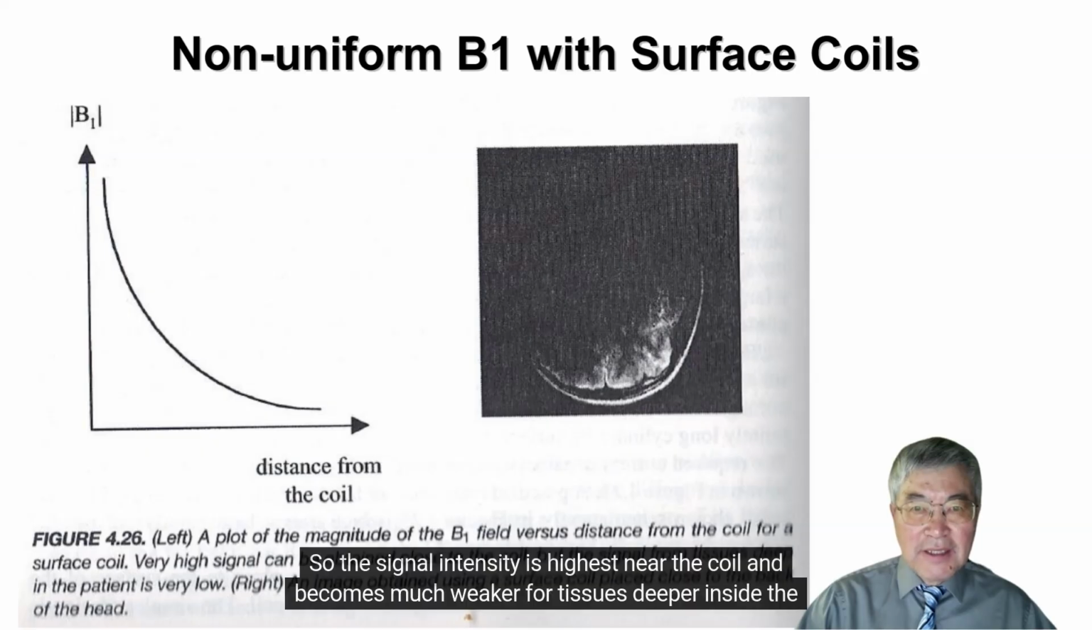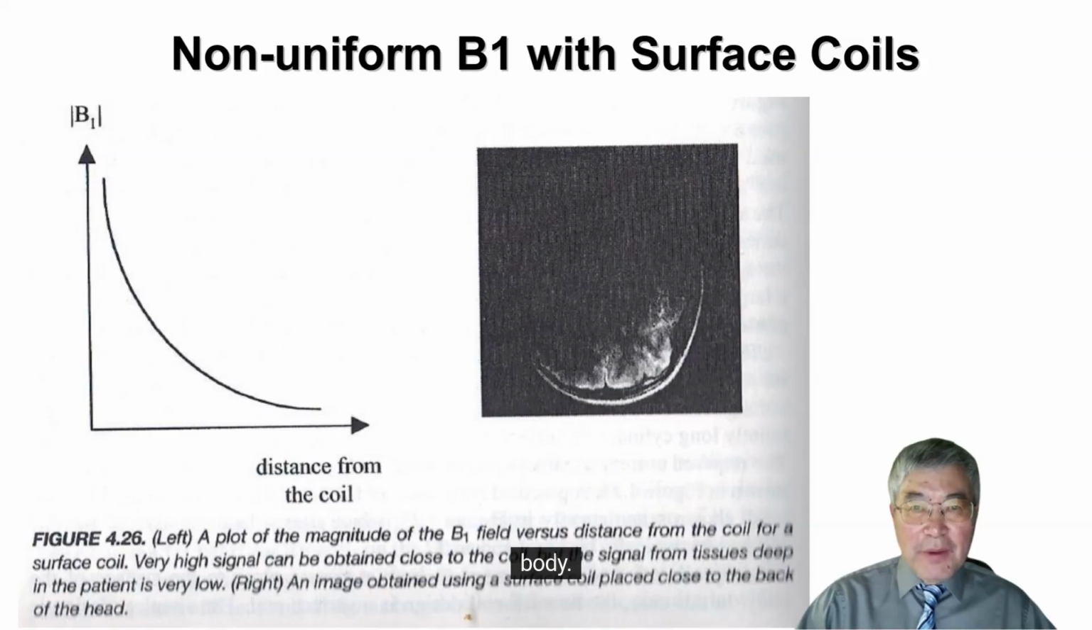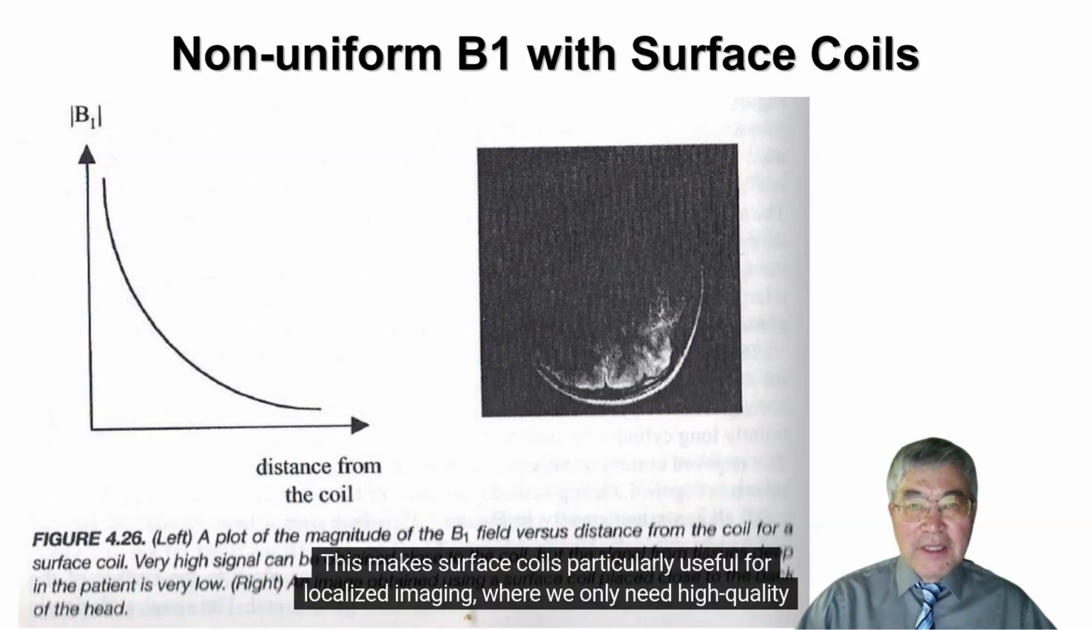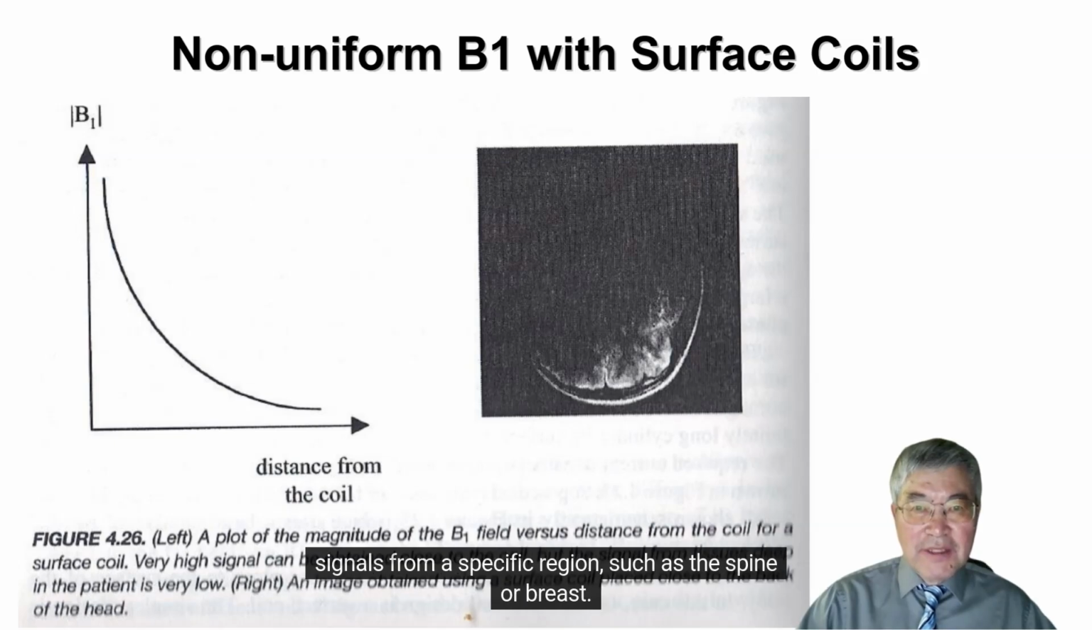So the signal intensity is highest near the coil and becomes much weaker for tissues deeper inside the body. This makes surface coils particularly useful for localized imaging where we only need high-quality signals from a specific region such as the spine or breast.